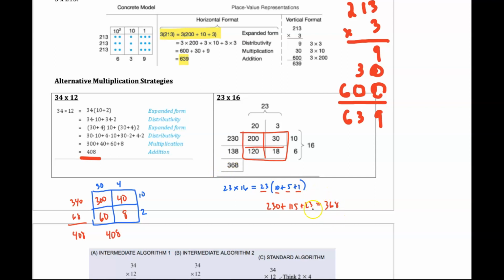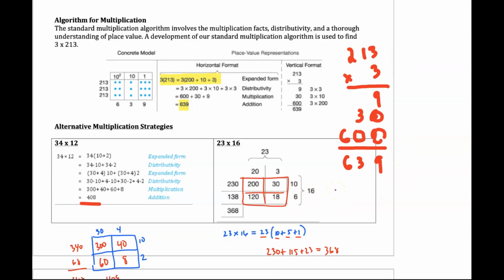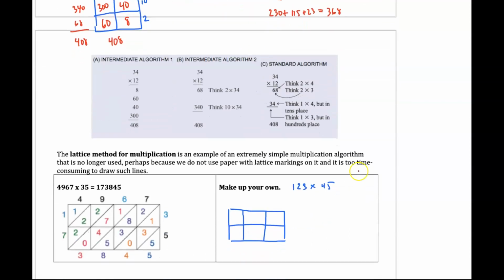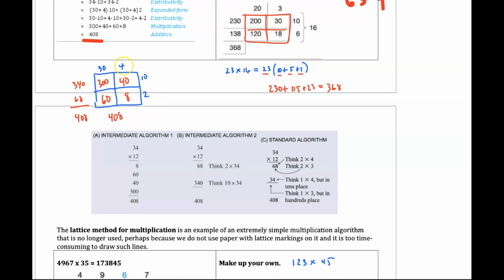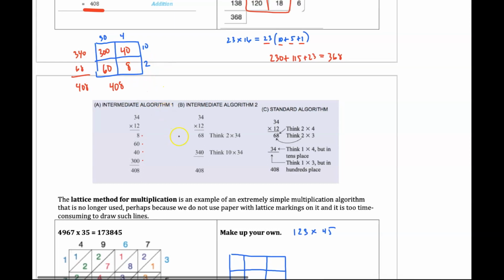So those are alternative strategies that you want to introduce to students instead of the algorithm. The algorithm is just a memorized way of solving a problem, which works. It's efficient, and here are your methods for multiplying. The intermediate algorithm is kind of what we do in this picture here. It gets broken up into, there's your 8, 60, 40, and 300. It's just done now in a format instead of a rectangle. So either way works, right?